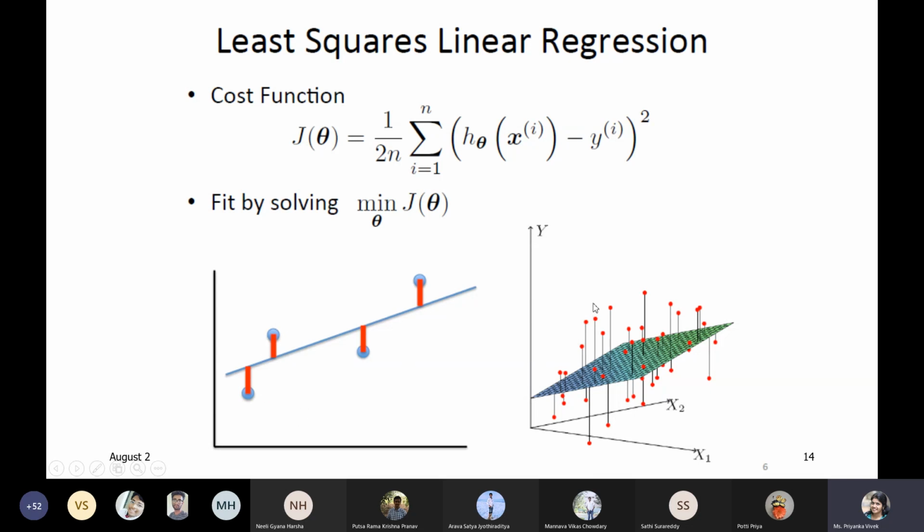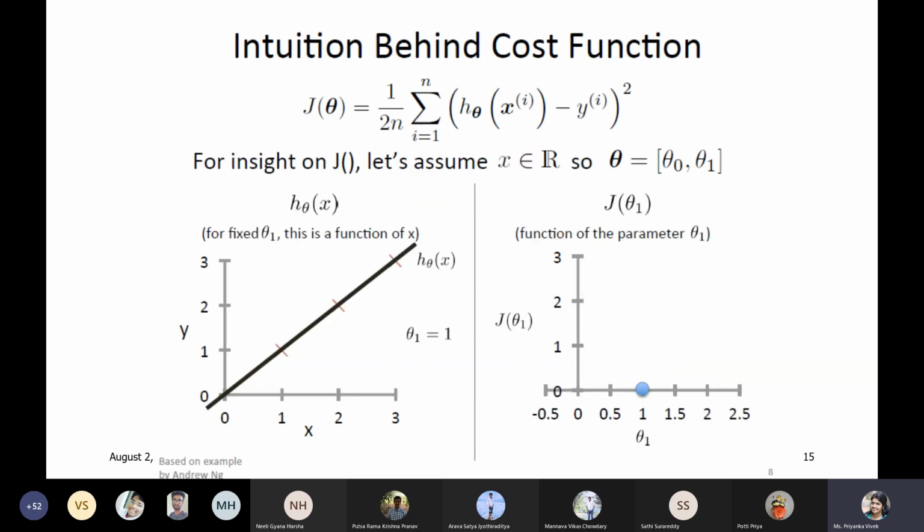In the first figure, the red dots are our actual points, and the predicted points are on the plane, and then the errors, that is the difference, are shown as a black line on the right side. So we are trying to minimize that. That is our intention. So we are trying to minimize the cost function or the error. The sum of squared errors is our cost function.